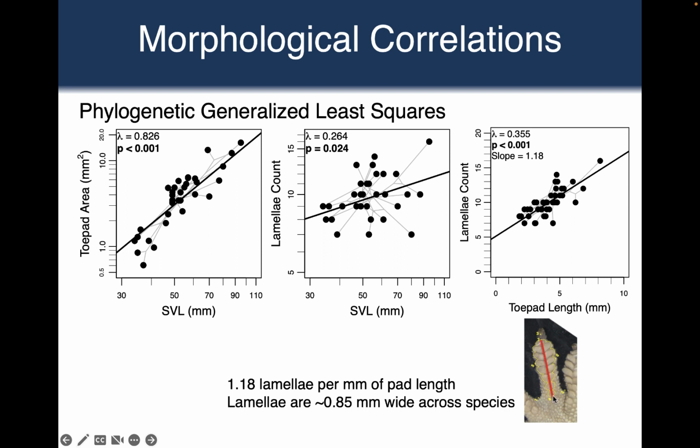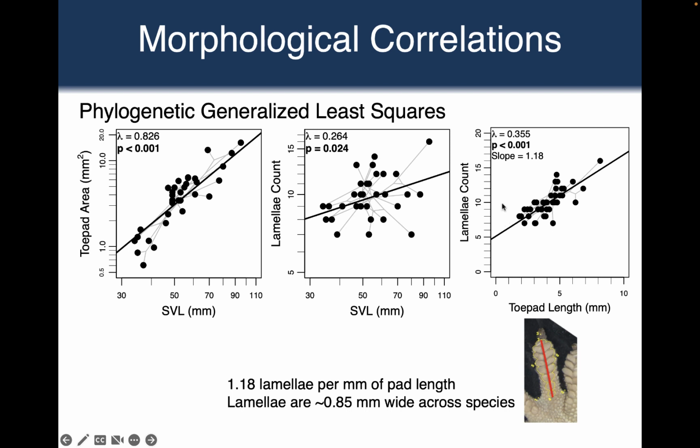So that's just a straight line measurement of how long the toepad is. So that was toepad length. We compared that to lamellae count, which seemed like a better comparison as opposed to comparing area and count. When we looked at length and count, we found a really linear, positive, significant relationship. And what's interesting is the slope of this line is 1.18.